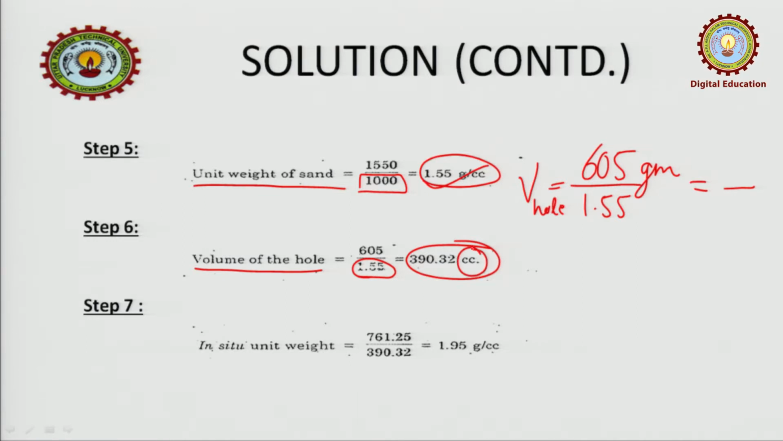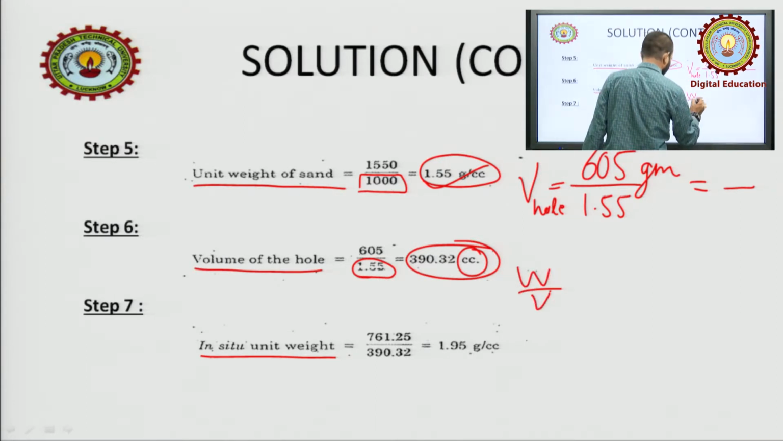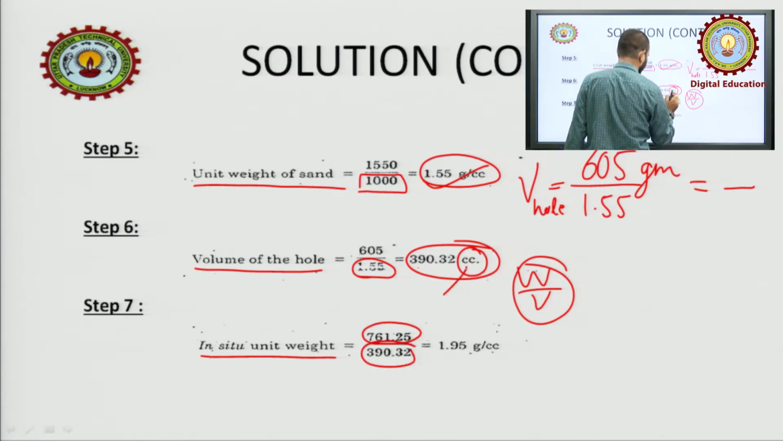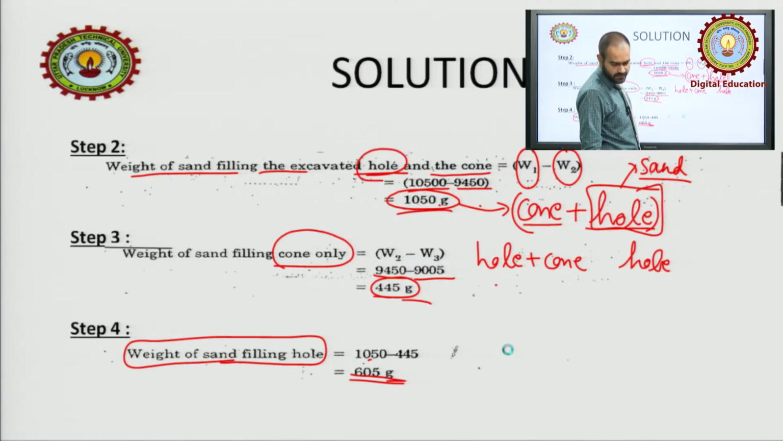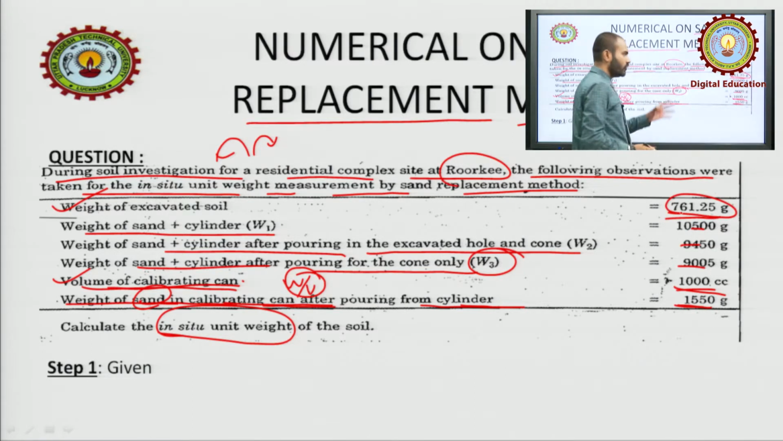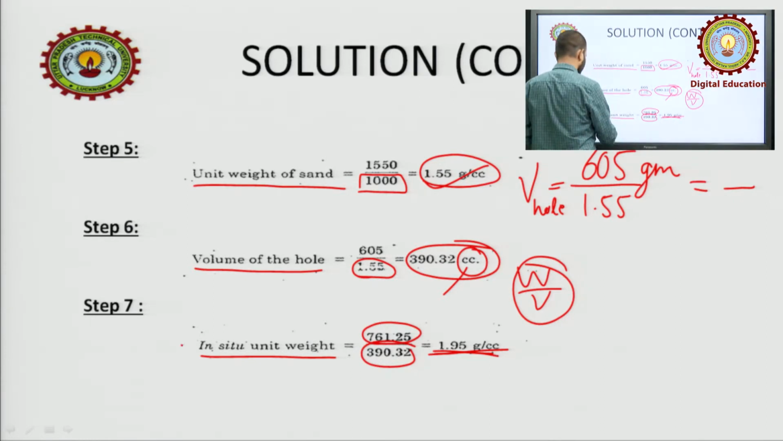This is cubic centimeter. So finally, how will we calculate the in situ weight? Again W by V. This part is already given in the question, and this we just calculated. So we get 1.99 gram per cc. You can see here that the weight is given already, so don't get confused. We just had to find out the volume, which we have found out, and now we get our answer as 1.95. So this was one easy question based on the sand replacement method.